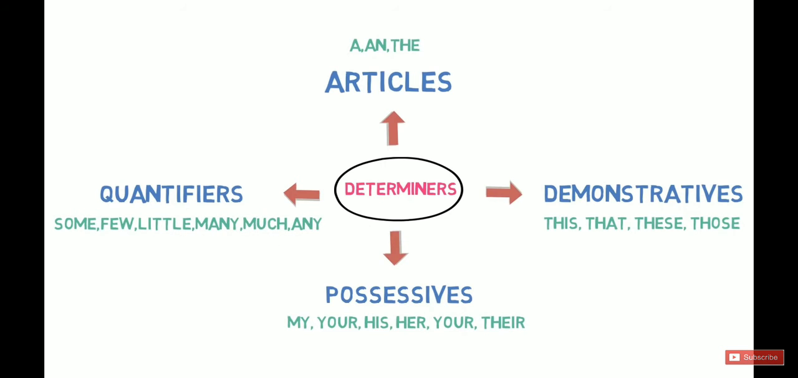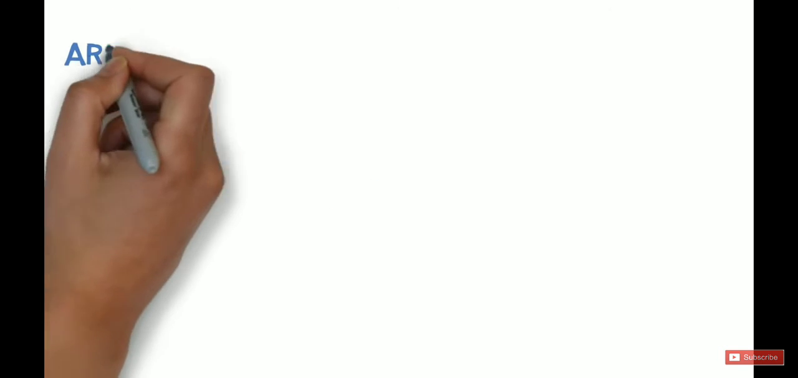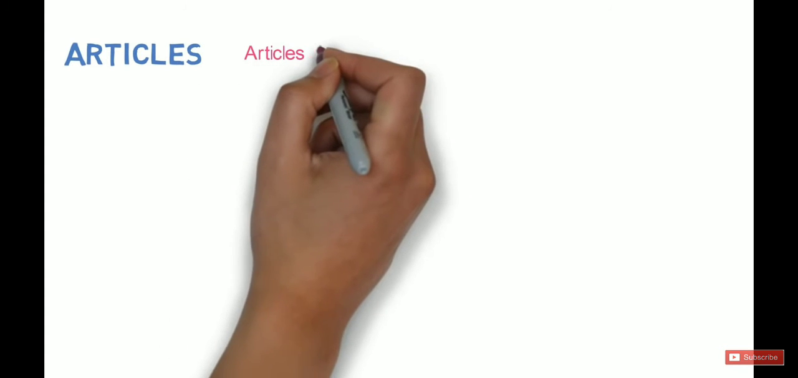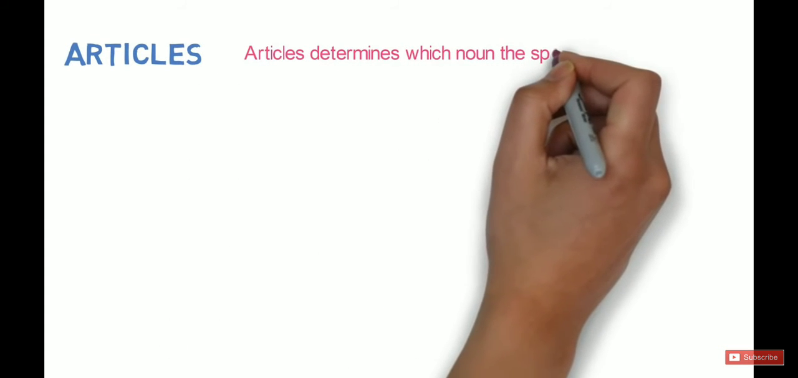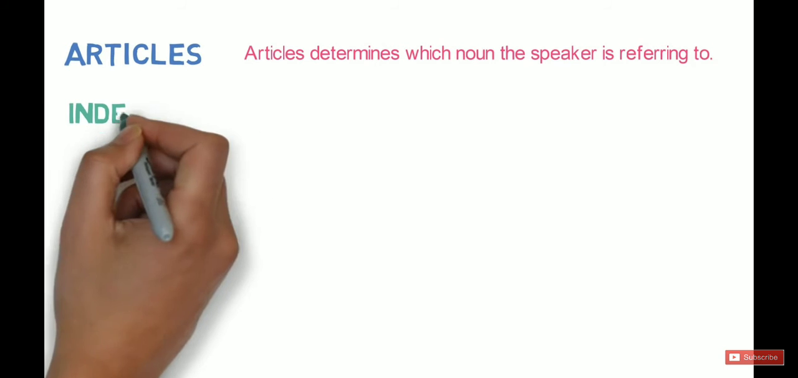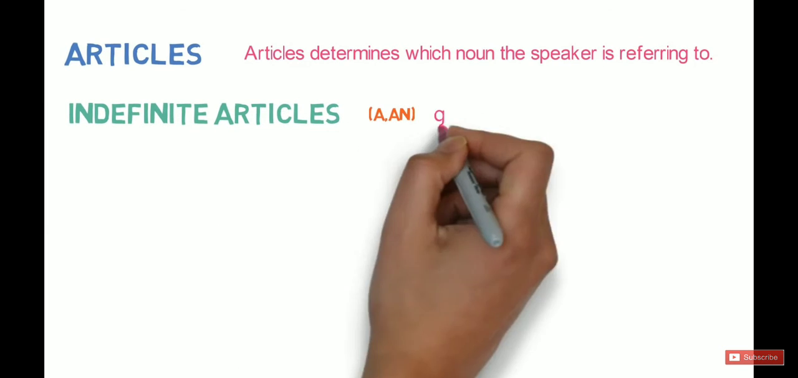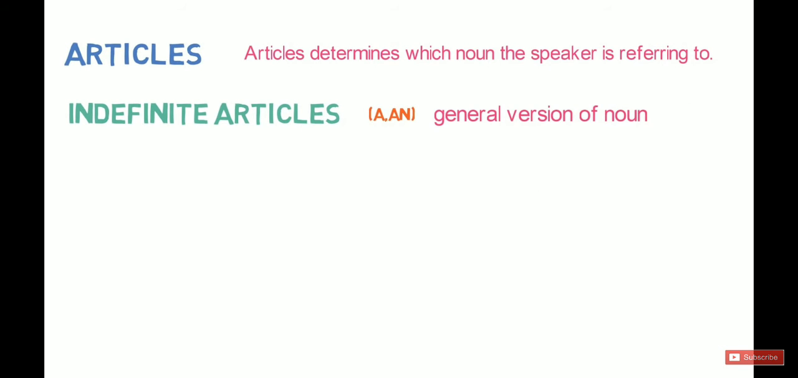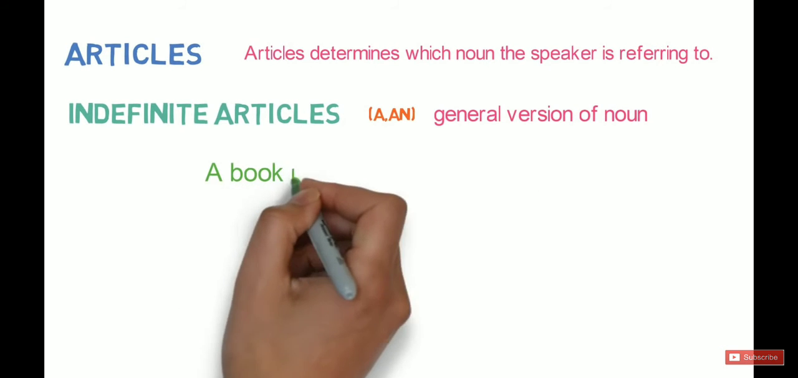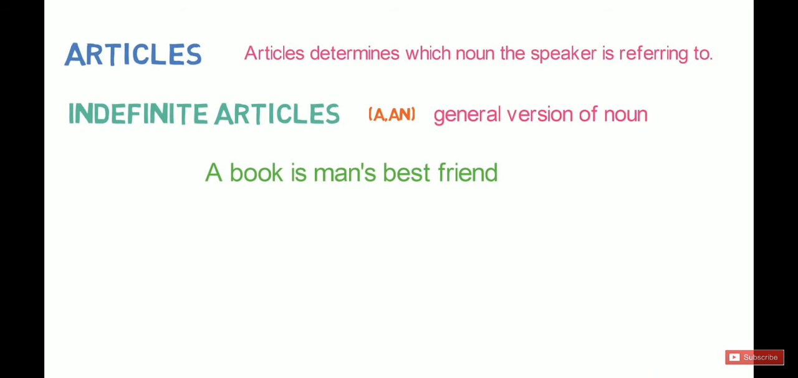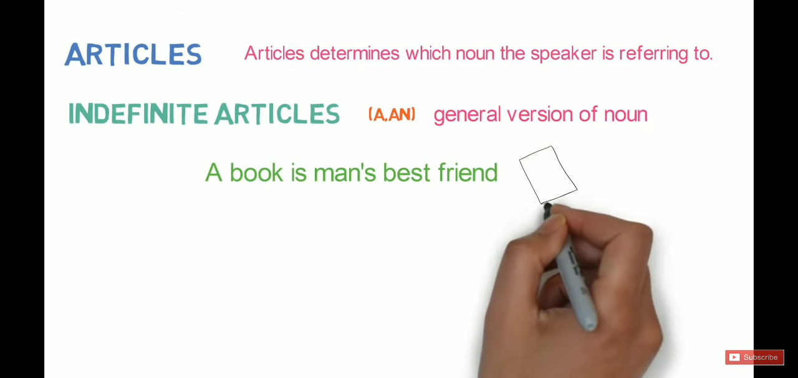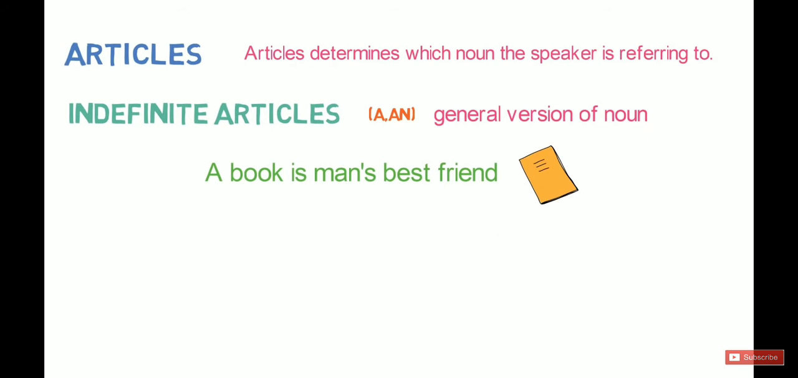Now, let's have two examples of each type to make you clear about them. First one is articles. Articles determine which noun the speaker is referring to. A and an are indefinite articles and are used when you are talking about a general version of the noun. For example, a book is man's best friend. Here we are referring to all the categories of book, not any specific one. So a is used here.